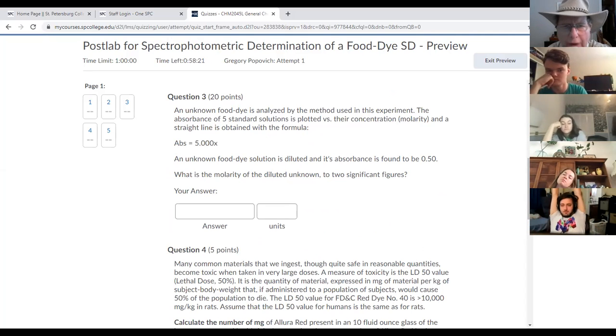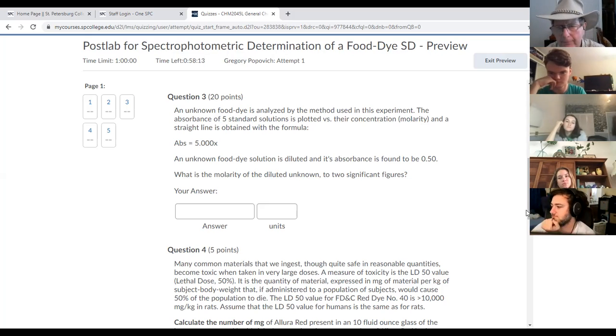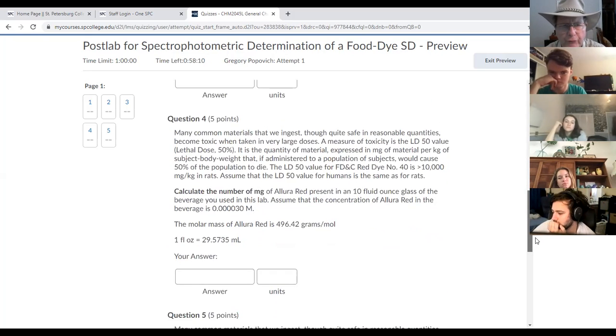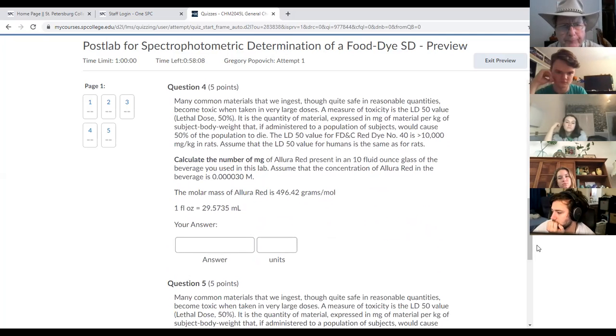Okay. Wants to know what the diluted solution is. Question 3 is nothing more than redoing the experiment. Question 4 is a word problem.